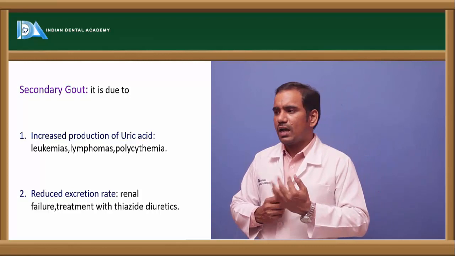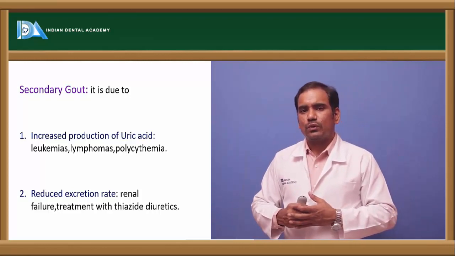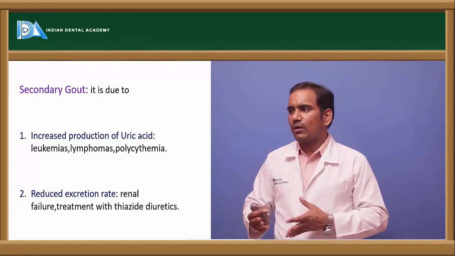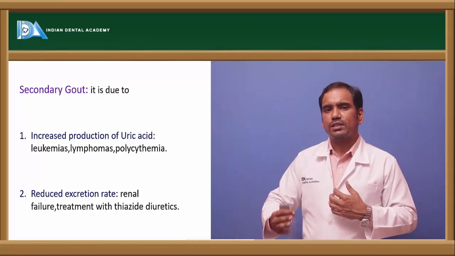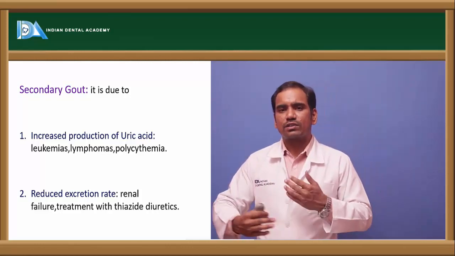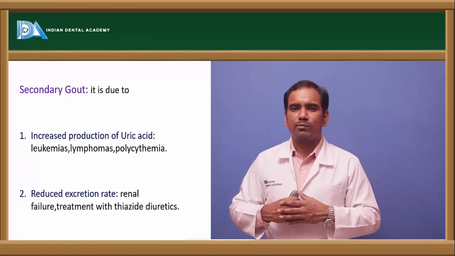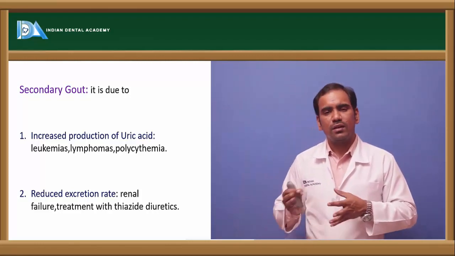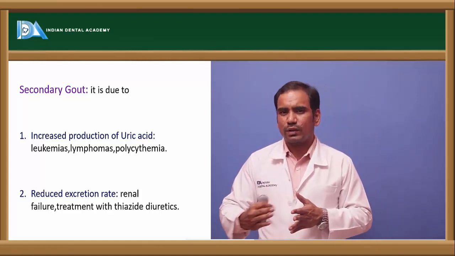That is one reason, and the other reason is reduced excretion of uric acid. So one condition is increased production or synthesis of uric acid, and the other one is reduced excretion of it. Whenever there is failure in the excretion of uric acid, that results in increased levels of uric acid in the blood, and again it leads to secondary gout. So what causes reduced excretion of uric acid?